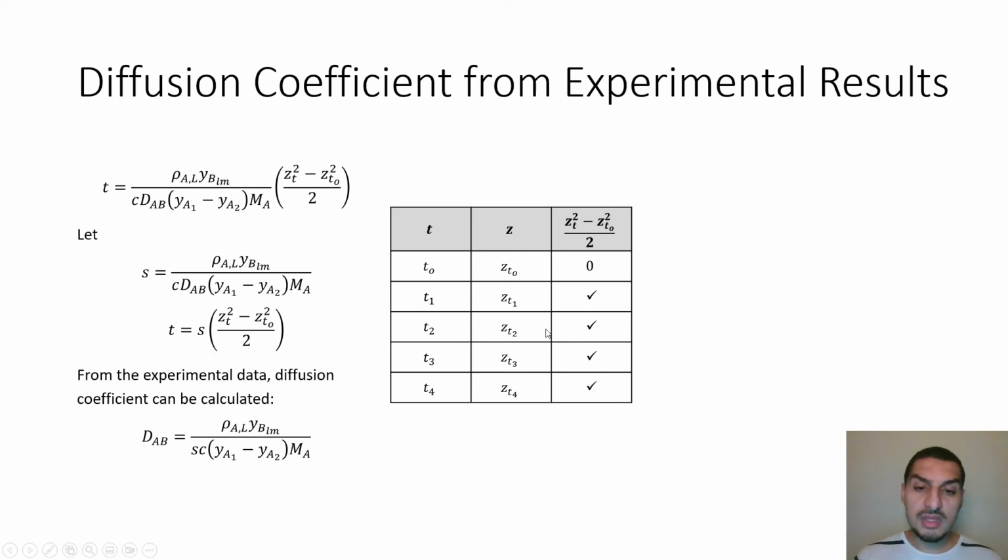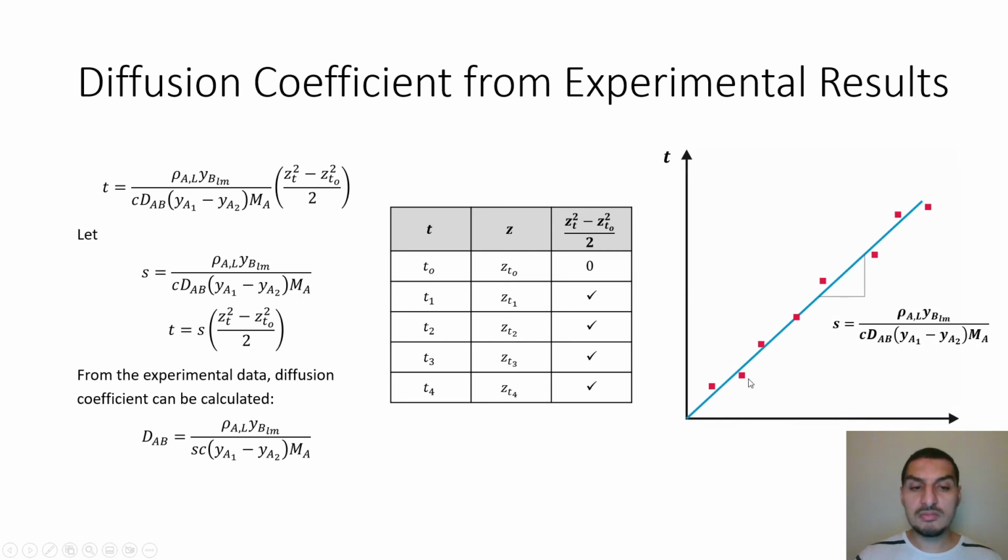And from the output, I can plot the values and draw a straight line that is the best fit, which passes by most of the points or close to them. In this plot, the y-axis is t and the x-axis is z squared minus z naught squared, which is this bracket here. From the slope of the plot, I can get the value of S. And this is how we get the diffusion coefficient.